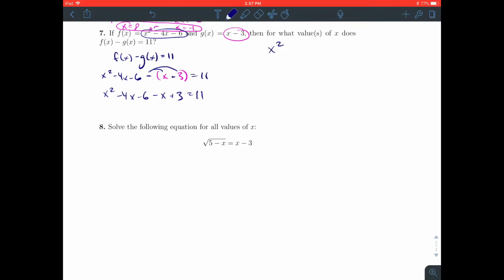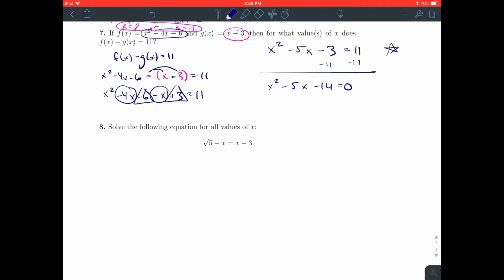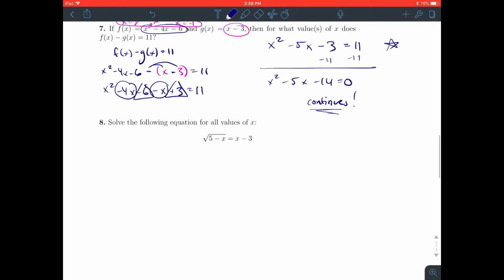Now we have x squared, combining like terms, minus 5x minus 3 from these two equals 11. And similar to the last problem, we want to make this equal to 0. So we subtract 11 on both sides. That gives us x squared minus 5x minus 14 equals 0. Now this problem continues, but I'm going to leave the continuation for you, as I think we've done the new part, and the rest is more sum and product.